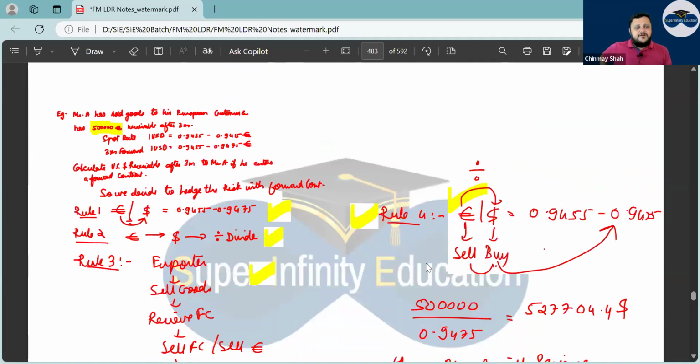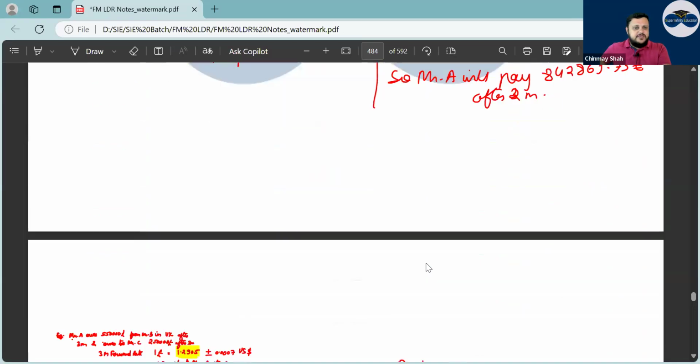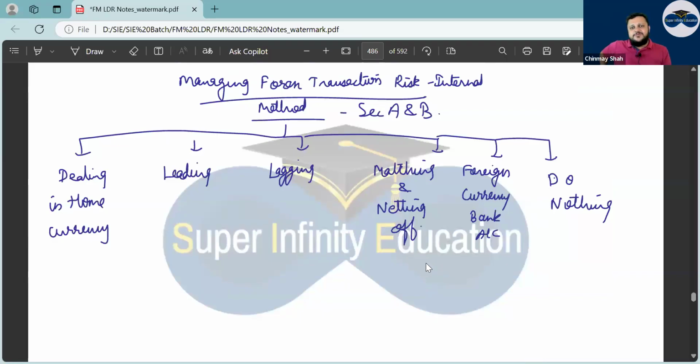Now you can see we have applied all of rule 1, rule 2, rule 3. The exporter will sell goods, receive foreign currency, and sell foreign currency. That only means buy dollar, and we have done the rate and all that. We found how much will be receivable or payable after 3 months. Surely you can do the calculation of forwards. Forwards with you would not have any problem, even money market hedge you won't have any problem. Generally, those are the easy part of the exam, right?